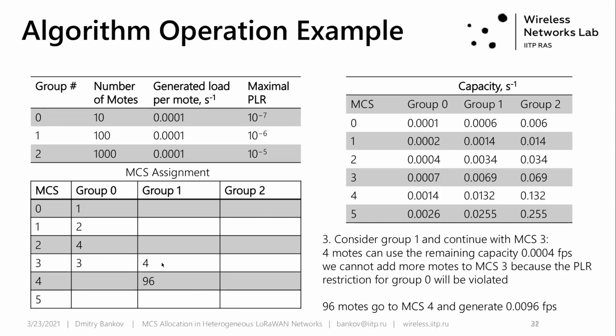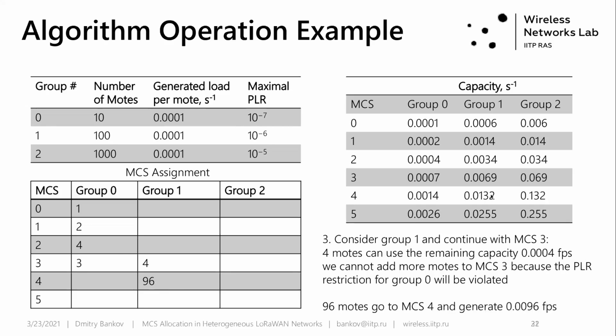This is why we do not add any more modes to this MCS and move to MCS4. At MCS4, we can assign all remaining 96 modes from group 1 to this MCS because the capacity is higher than the load which will be generated by 96 modes. So we have some remaining capacity at this MCS.